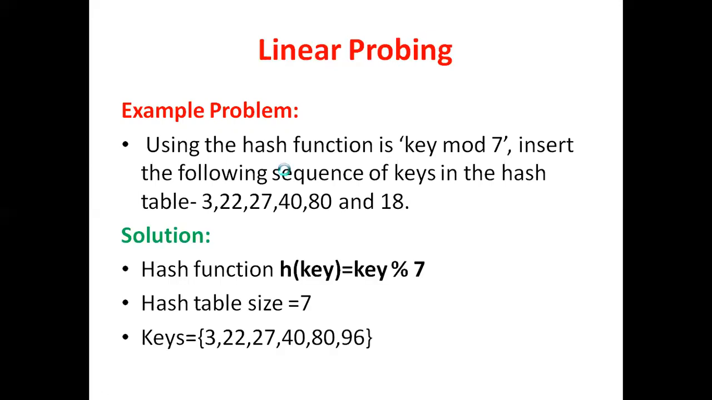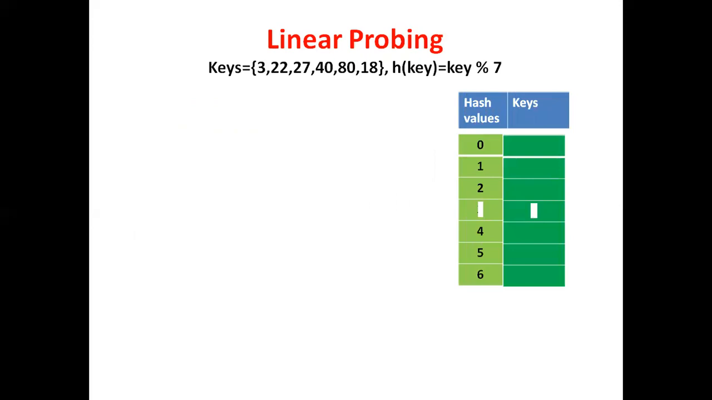The hash function is h of k is equal to key mod 7 and the hash table size is 7. Our keys are 3, 22, 27, 40, 80, and 96. So let us see how to insert these keys into a hash table. Here I am taking one hash table with the size 7. So index starts from 0, ends with 6. Now our hash functions are h(key) is equal to key mod hash table size, and h_i(key) is equal to (h(key) plus i) modulus hash table size. These two functions we are using for linear probing.